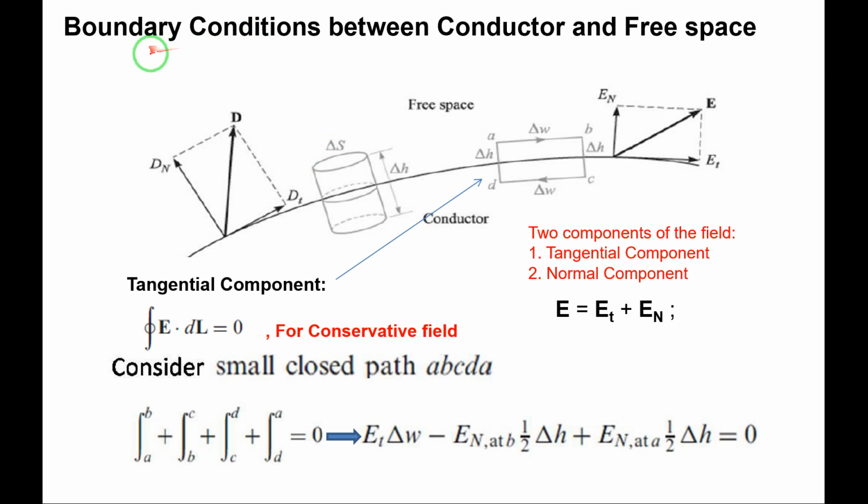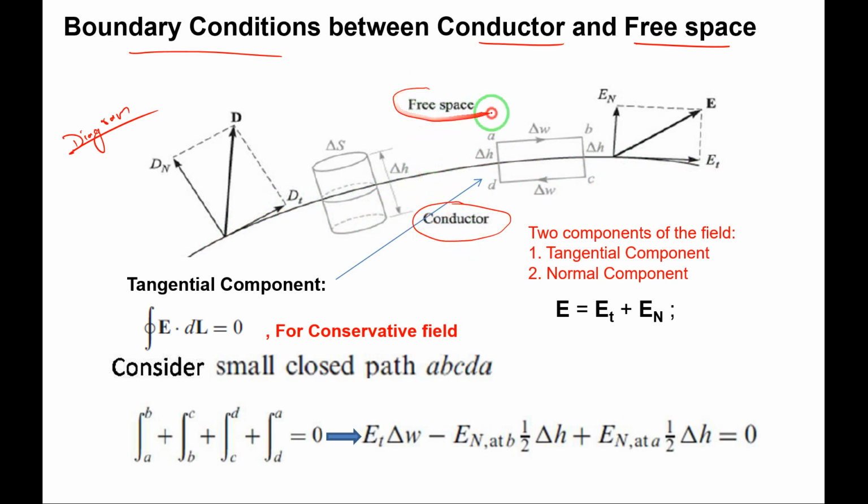Observe this derivation very keenly: boundary conditions between conductor and free space. Just observe this diagram, have a look at the diagram. One demarcation line has been drawn here. On this side, below the boundary, we have the conductor, and above this we have the free space. This is the boundary between conductor and free space.